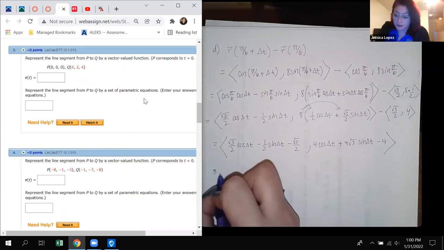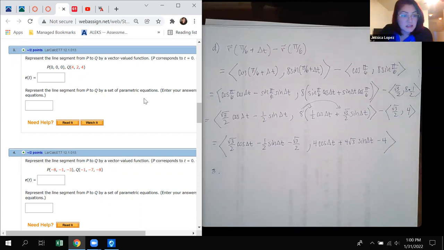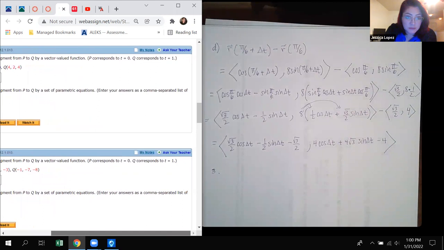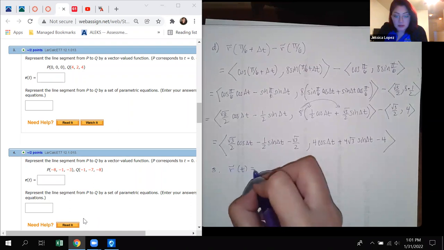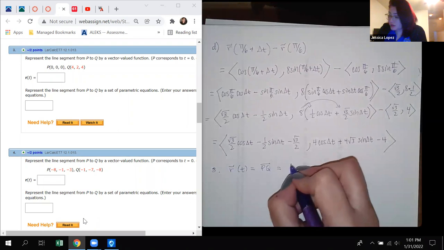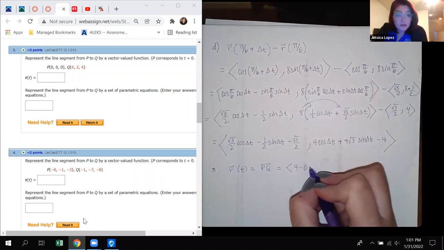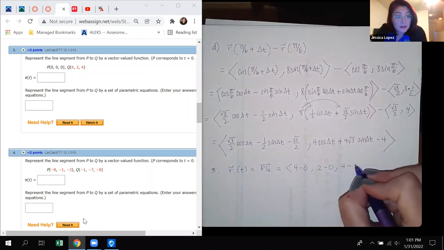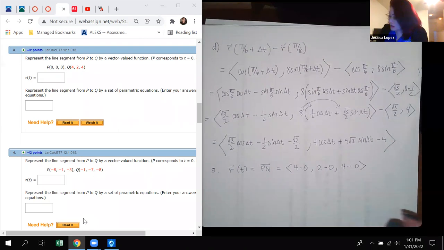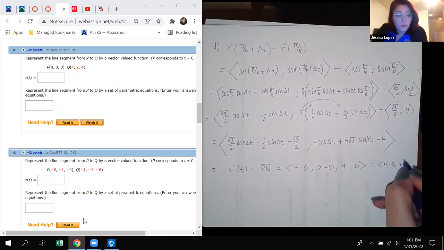Number 3 here. So it gives you these two points and it says, represent the line segment from P to Q by a vector valued function. And it says P corresponds to t equal to 0 and Q corresponds to t equal to 1, okay? So we definitely need to remember how the vector will work. So basically r of t will become PQ, okay? So then in that case, I'm going to take the Q coordinate minus the P coordinate, the second Q coordinate minus the second P coordinate, and then the third Q coordinate minus the third P coordinate. And so then I just end up with the vector 4, 2, 4, okay?